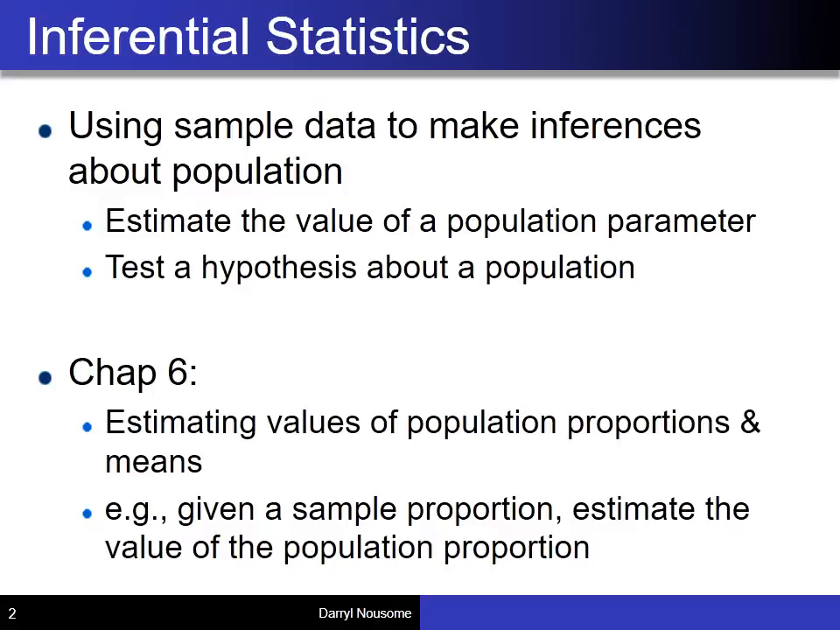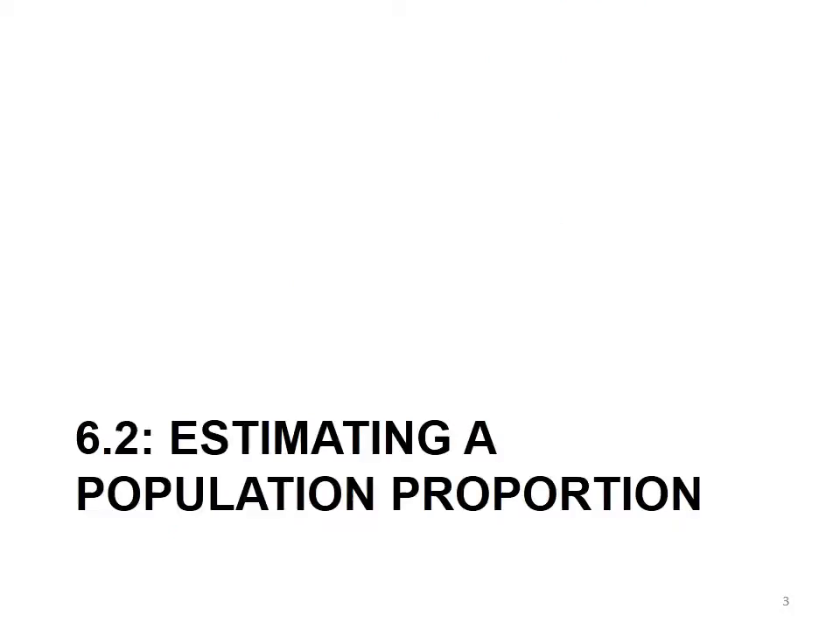So the first parts of Chapter 6, and 6.2 specifically, cover population proportions, right? We're testing, does our sample proportion equal our population proportion? And then with 6.3 and on, does the sample mean that we've collected equal our population mean? Okay. So given, for example, our sample proportion, does it equal the estimate of the value of the population proportion? So we're going to start with Chapter 6.2.